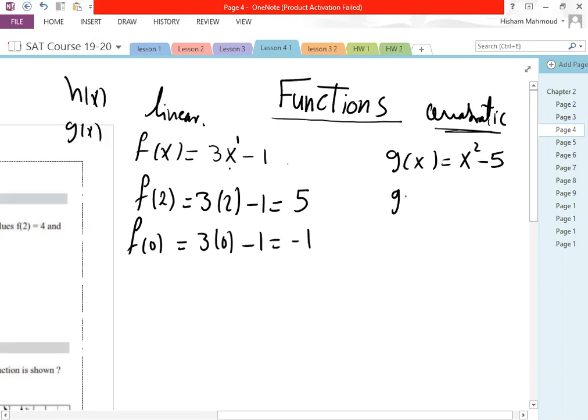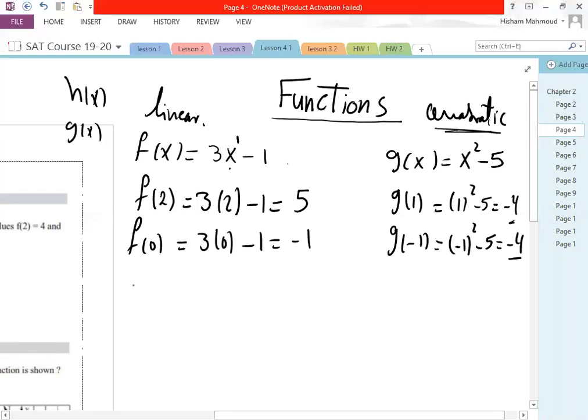But what about, for example, g of 1? g of 1 means 1 to the power of 2 minus 5, which is equal negative 4. g of negative 1, and you are going to notice a good thing here, is going to be the same value. Why, Mr. Hisham? Both of them give me negative 4. Because 1 to the power of 2 gives me positive 1, and negative 1 to the power of 2 also gives me 1. Since it's a quadratic function, without plus x or minus x here, the value of the positive is the same as the value of the negative.